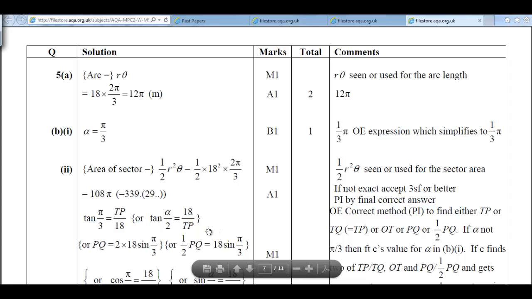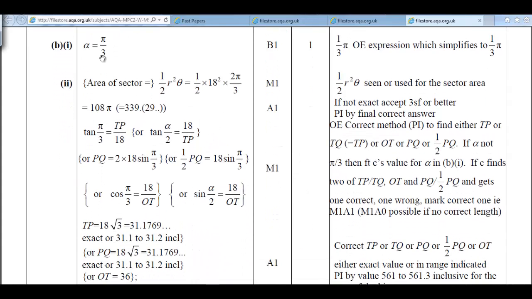Okay, the mark scheme is a little bit tricky for this one because there's so many different ways you can do it. But there's our pi over 3. We checked that already. Area of the sector: again, write the formula down because you get points for it even if it goes wrong. In our case, we wrote it down and we used it. Half times 18 squared times 2 pi over 3, coming out as 108 pi. If you're happier in decimals, put decimals. Okay, accept three significant figures or better because we need it for the rounding for the final answer.